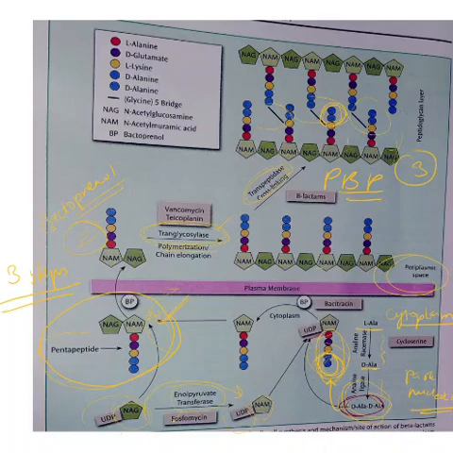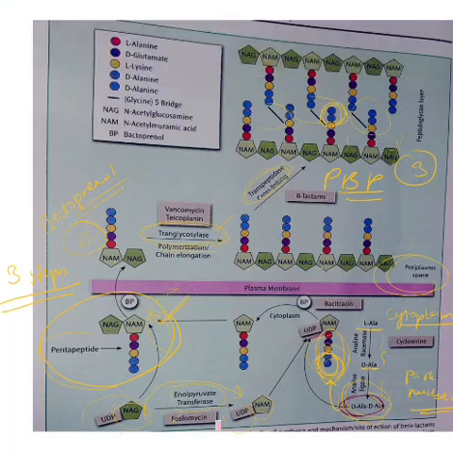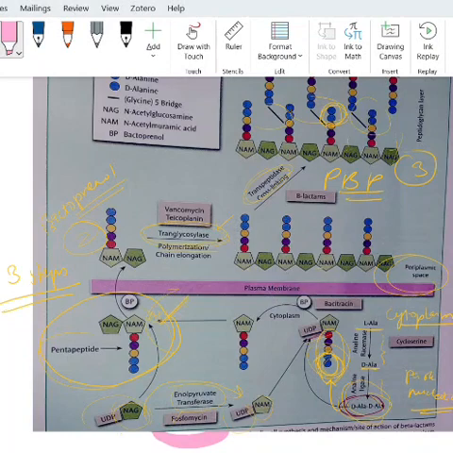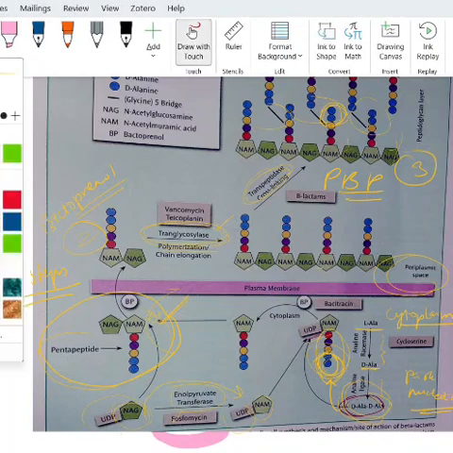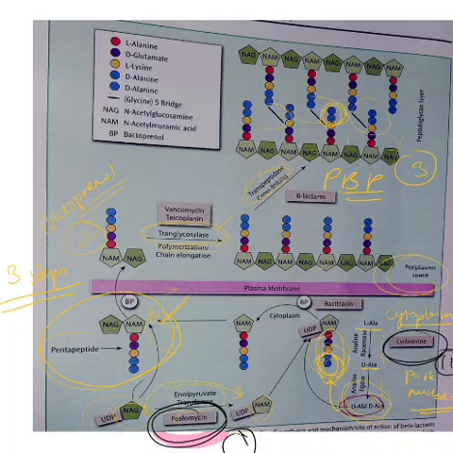Now we'll discuss what drugs are present. First we have fosfomycin. If we give fosfomycin, it will prevent this step, that is, it inhibits enolpyruvate transferase, and the building block will not be formed. Second, if we give cycloserine, it will prevent the formation of D-Ala and D-Ala.